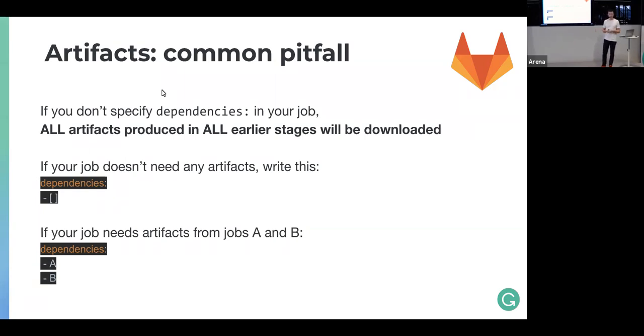Artifacts are a distributed concept, which means artifacts are uploaded to S3. The GitLab documentation says that by default, artifacts from all jobs of all previous stages are passed to each job. If you want to avoid that, you have to specify an empty array in the dependencies key of your job. And if you want to specify dependencies, you just list the jobs you depend on in this key.